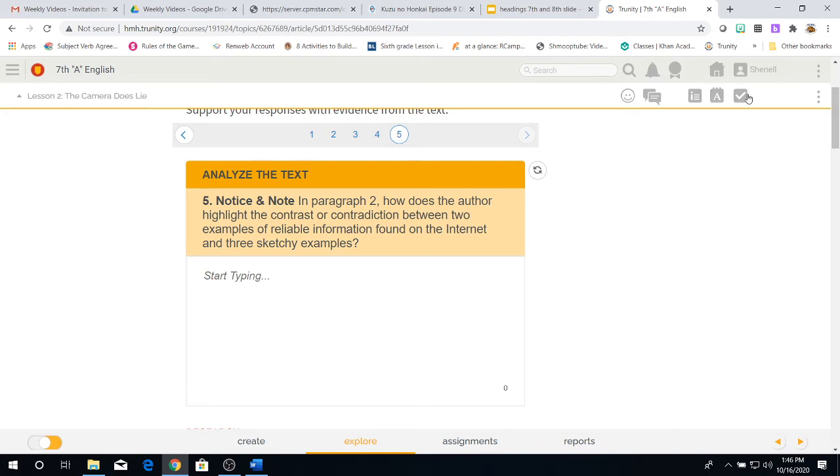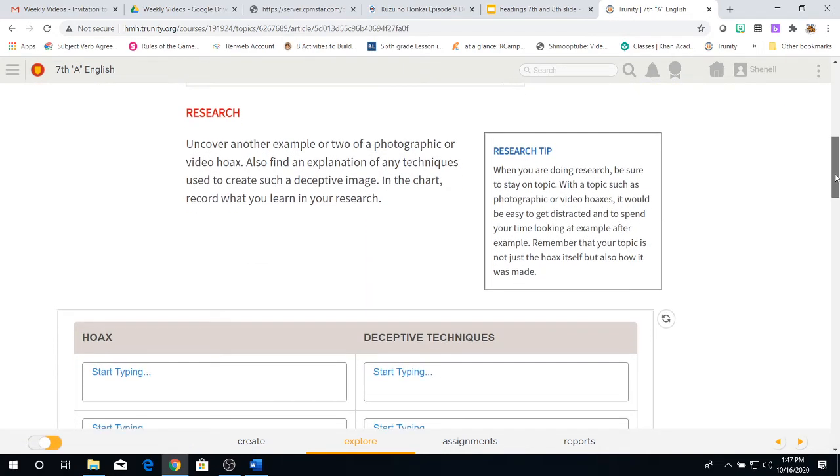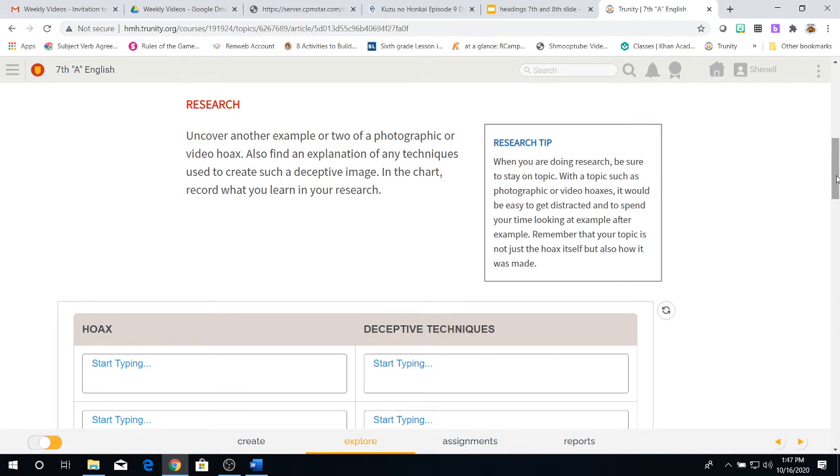Okay, once you guys are done with that, remember to hit the check button right up here and send it to Ms. Cassidus. Now, let's talk about your research assignment. Uncover another example or two of a photographic or video hoax. Also find an explanation of any techniques used to create such a deceptive image. In the chart, record what you learn in your research.